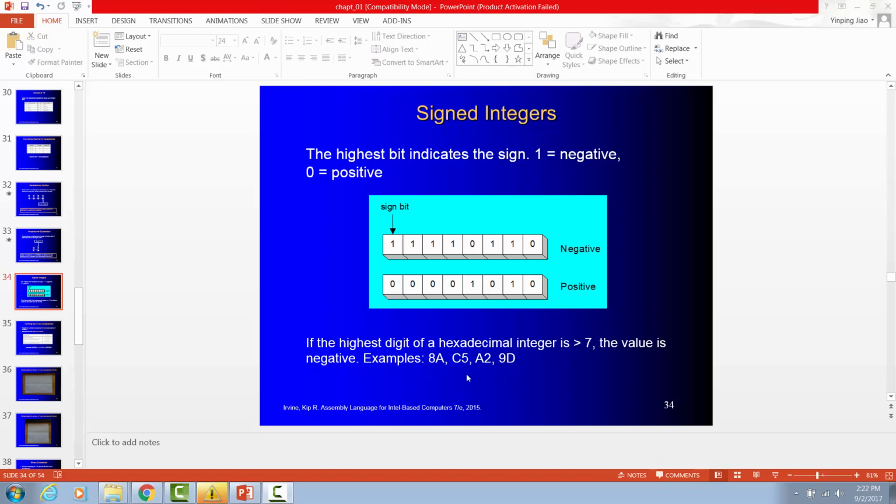Here we have a note. For any hexadecimal number which is greater than 7, we know that it's negative. For 8, that's 1 0 0 0, so that 1 is in the leftmost position, so it's negative. For hexadecimal A, that is 1 0 1 0. The 1 at the beginning is the most significant bit, so it's negative. So this is the rule of thumb.